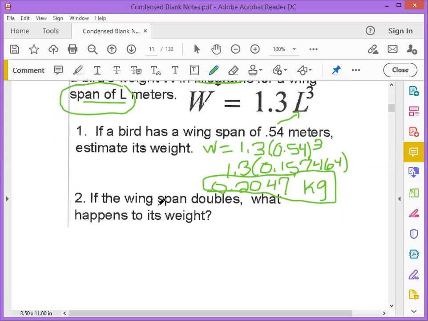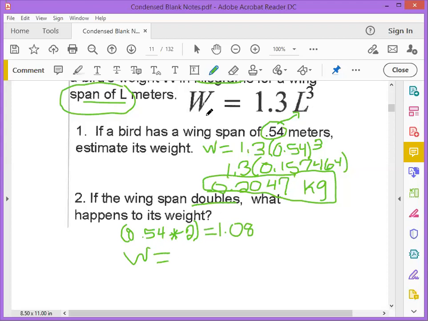Number 2, if the wingspan doubles. So we're still talking about that L. L represents the wingspan. What if it doubles? So it went from 0.54 and it doubled. How do I double something? I multiply it times 2. So 0.54, to double that wingspan, we have to multiply it times 2. And 0.54 times 2 gives us 1.08. So that's what we will be substituting into our formula for the wingspan for L.